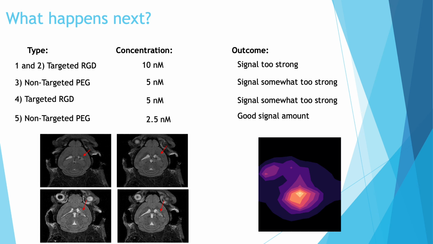And below, we can see the MRI images of the tumor, and next to it, a Raman imaging of the actual tumor. So now that a good concentration is known, doing future work to validate this in vivo is the next goal.